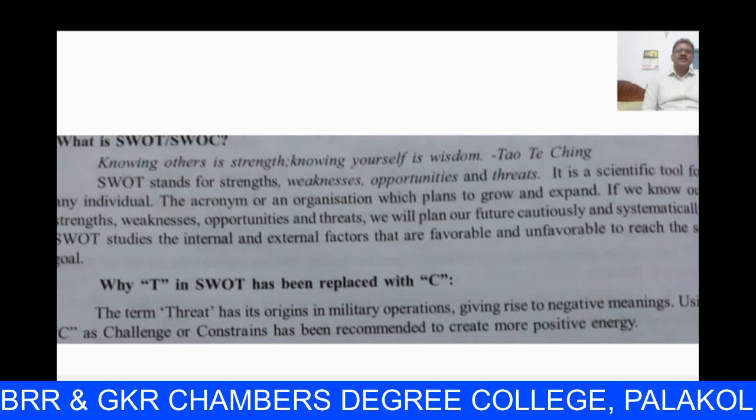Today we are going to discuss another beautiful lesson from soft skills, communication and soft skills. First chapter, in first unit, third lesson: SWOT, SWOC analysis.